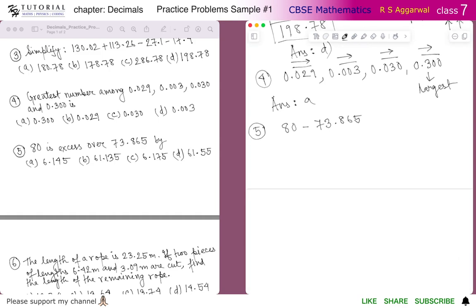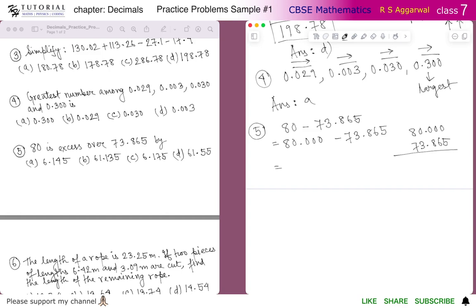So this is a whole number minus a decimal number. We have to convert both to decimals, and it will become 80.000, since the second decimal has 3 decimal places. Now we first write the larger decimal number, and below it we write the smaller decimal number in column form, so that the decimal points are in the same column and the corresponding digits are in the same column.